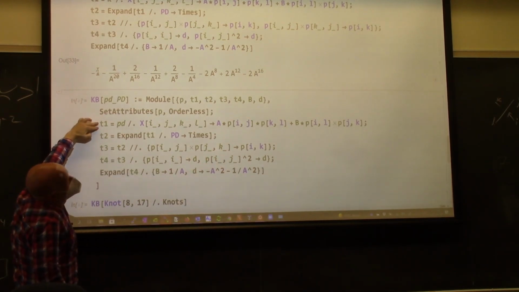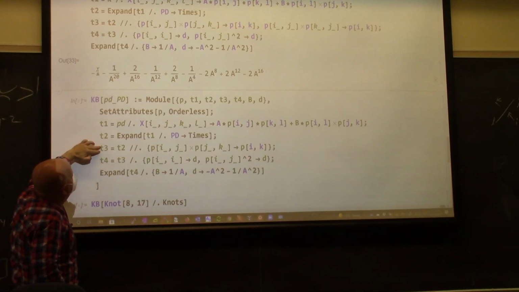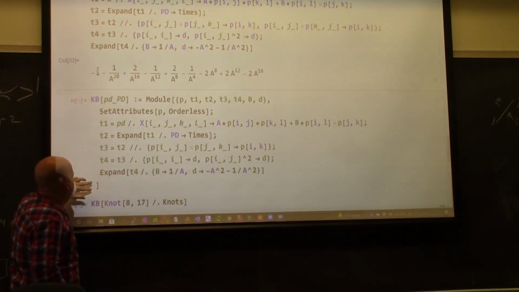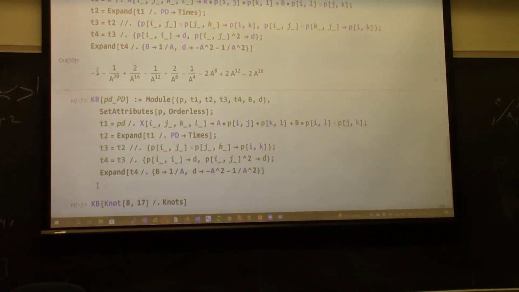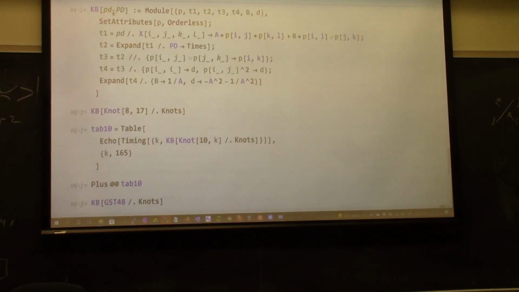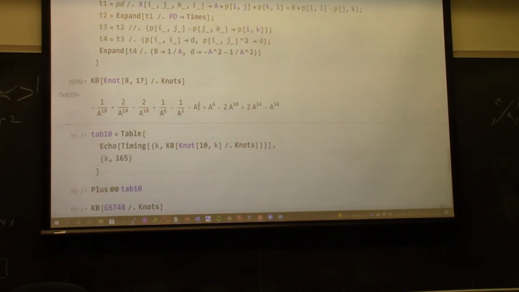And then T1 is like before, T2 is like before, everything is like before, and that should output the Kauffman bracket. So I input it, then I run it on the knot 8_17, which is my favorite for some reason. It's always one of my first examples.